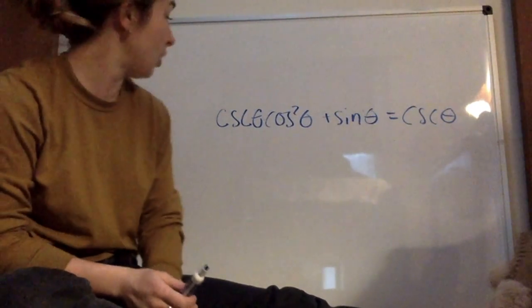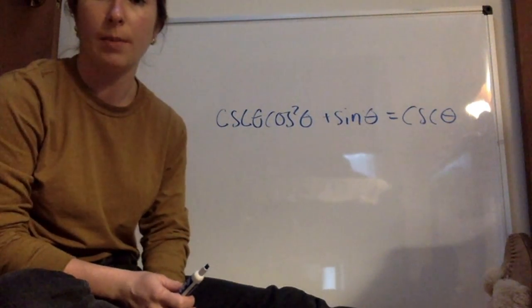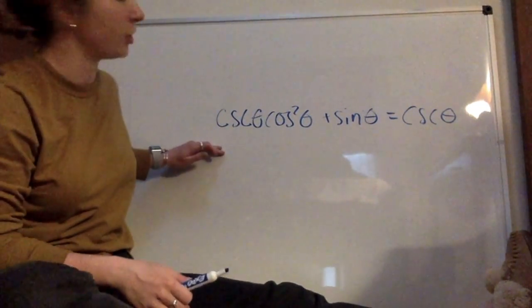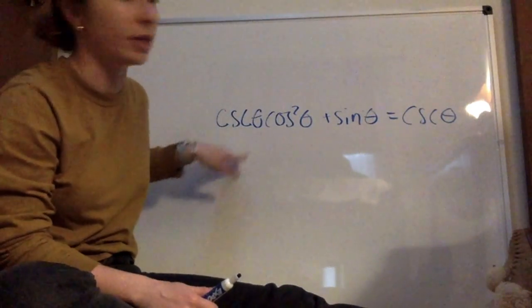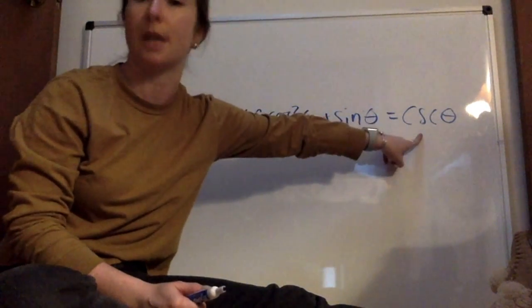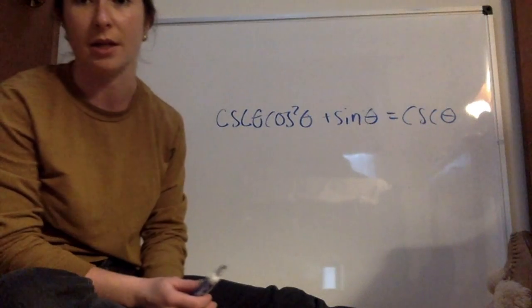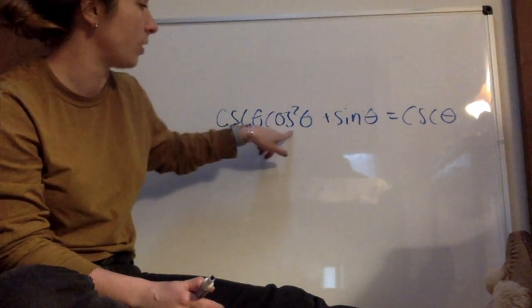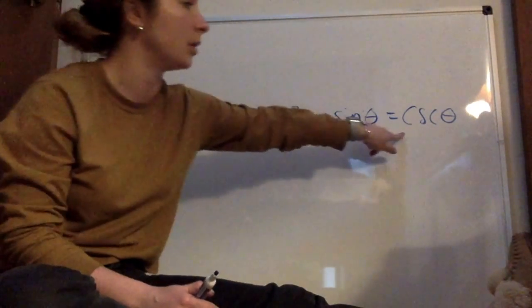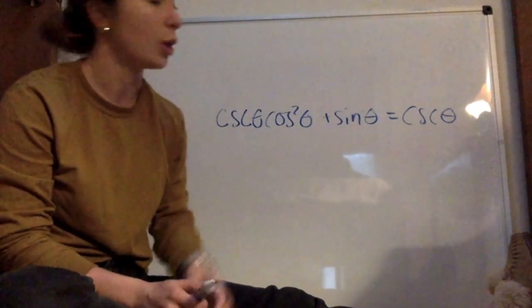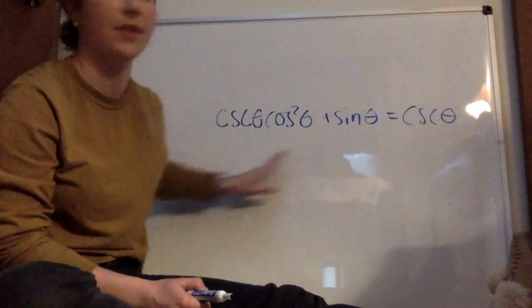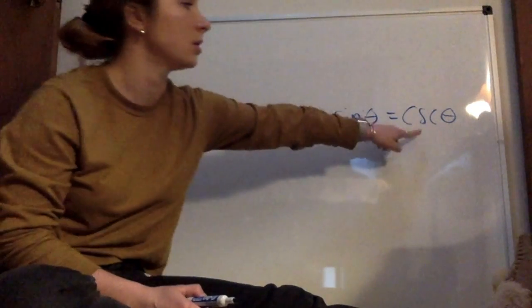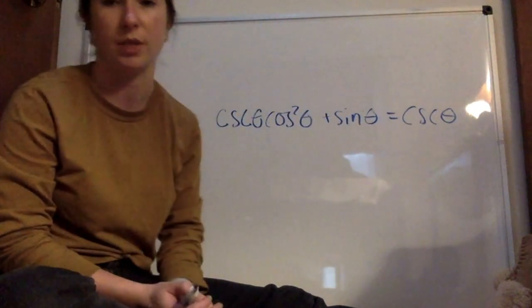Alrighty. So pause the video and try to simplify this side of the expression, the left-hand side, to just be cosecant of theta using some of the identities we just talked about. So it reads cosecant of theta times cosine squared of theta plus sine of theta equals cosecant of theta. So just work on the left-hand side and see if you can change some of these things so that they reduce and are only equal to cosecant of theta.